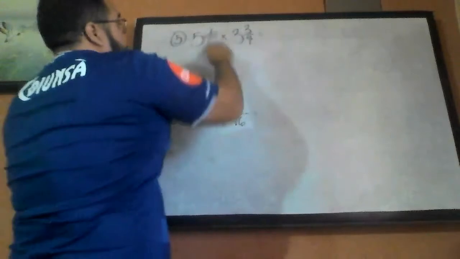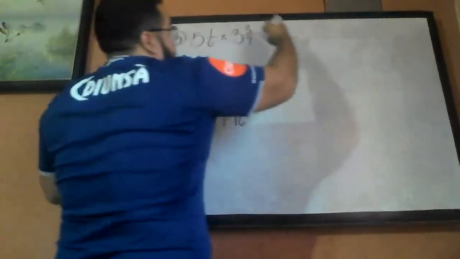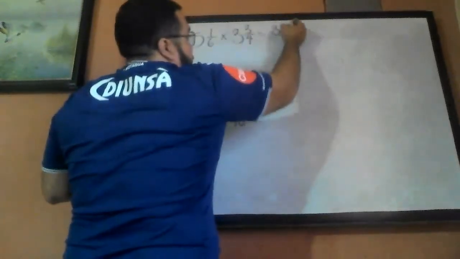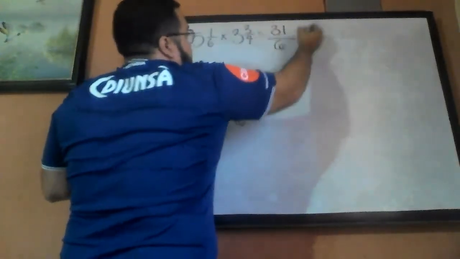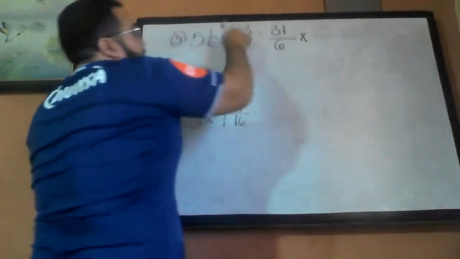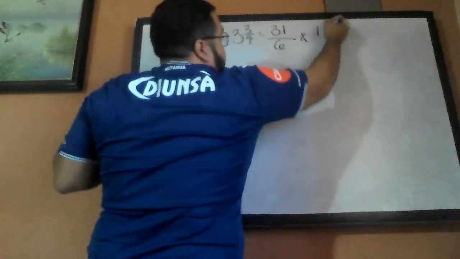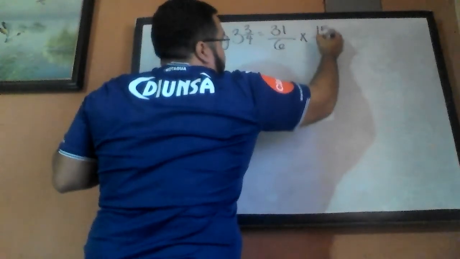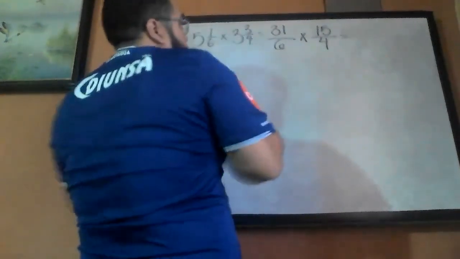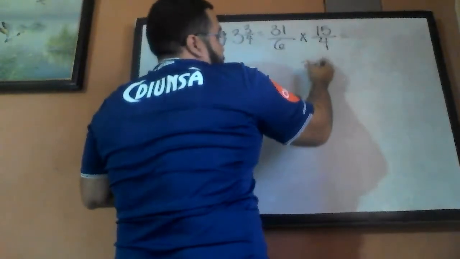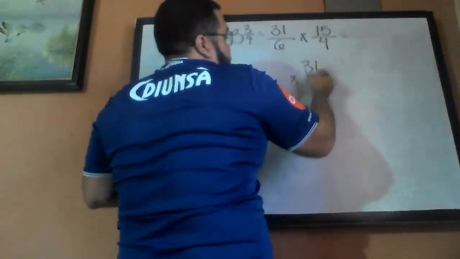Okay, let's convert the two mixed numbers to improper fractions. 6 times 5, 30. 30 plus 1, 31. Copy the 6. 3 times 4, 12. 12 plus 3, 15, and 4. Okay, now let's multiply. 31 times 15. Let's do it here.